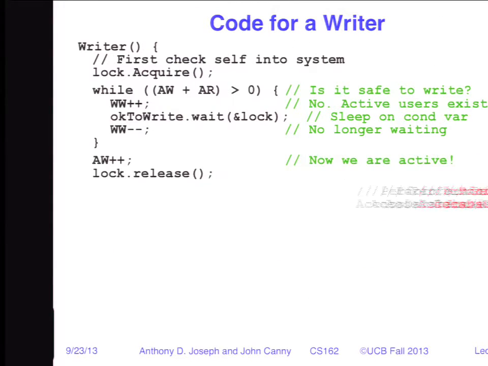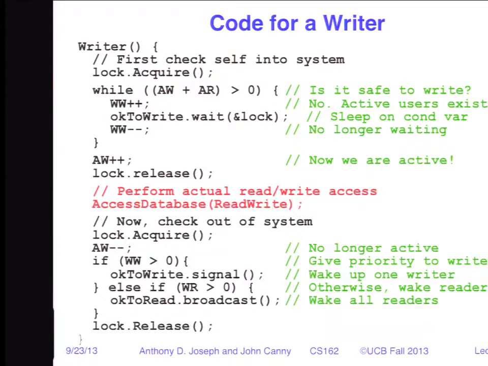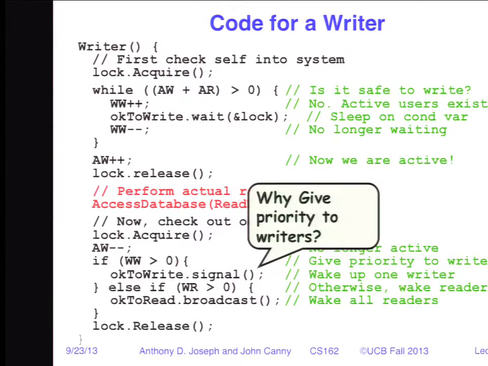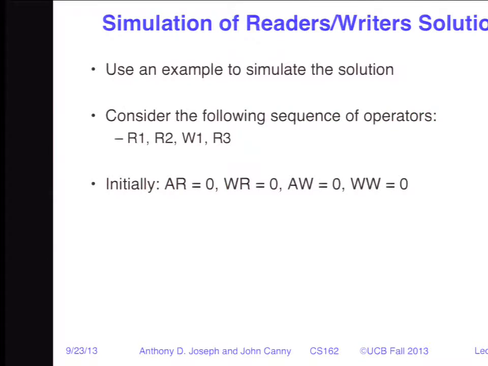Okay, so I think I already answered my own question, which is, why do we give priority to the writers? We're trying to avoid starvation of the writers. But if there are too many writers, the writers will starve the readers. So we're making an assumption here. Okay, so now we can actually run a simulation.